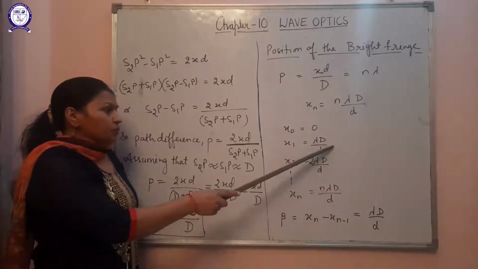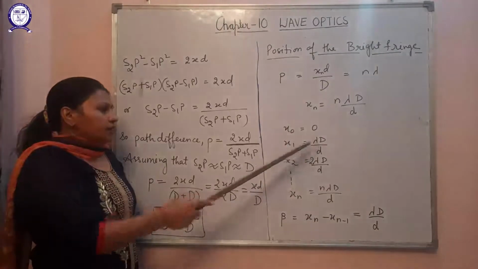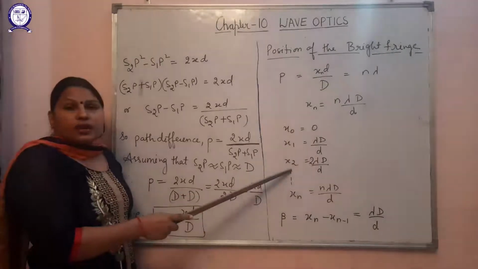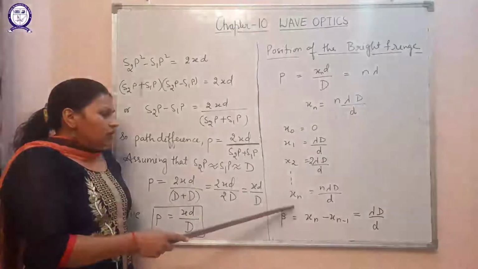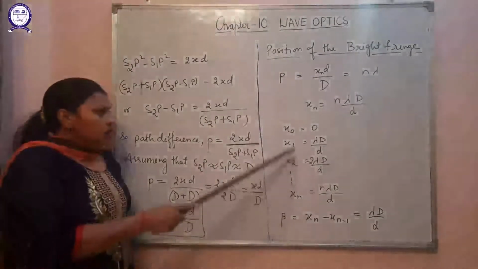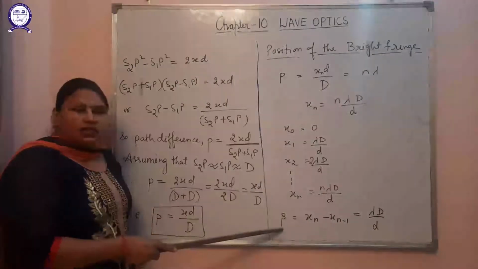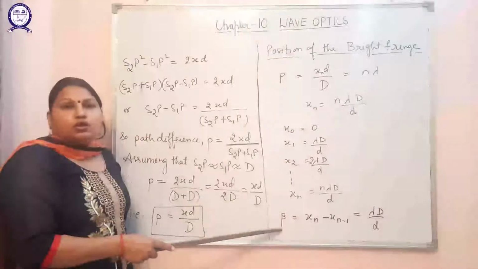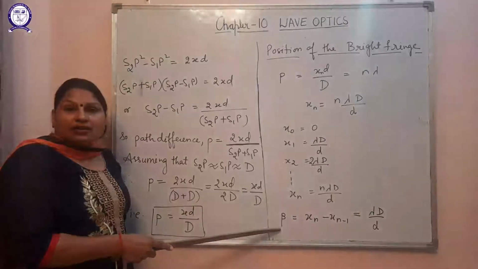Now if we subtract x1 minus x0, we get lambda D by d. Similarly, subtracting x2 minus x1 again results in lambda D by d. Similarly, we have calculated the fringe width of the dark fringe. From these two bright fringes, we get the fringe width of the dark fringe. Always remember, between the two bright fringes, we have the dark fringe, and we calculate the width for that.